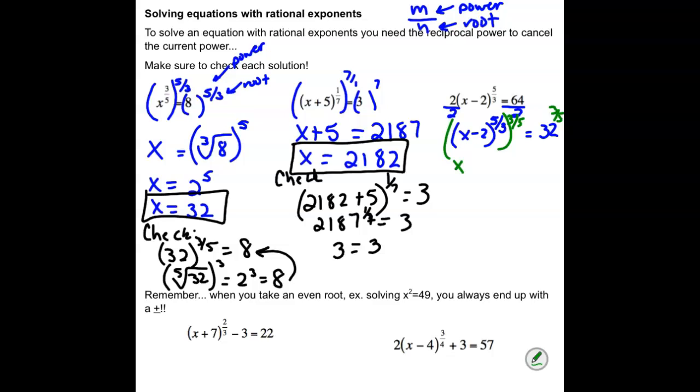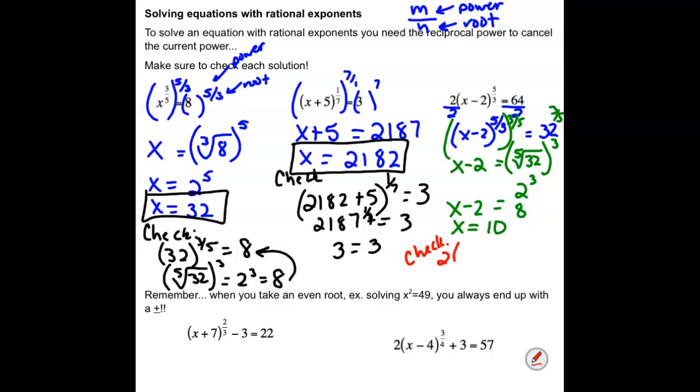On the left, it cleans up to just being x minus 2. On the right, we are taking 32. We're going to do its 5th root, and then we're going to cube that answer. The 5th root of 32 is 2. 2 cubed is 8. So x minus 2 equals 8, which means if we add the 2 over, x should be a 10.